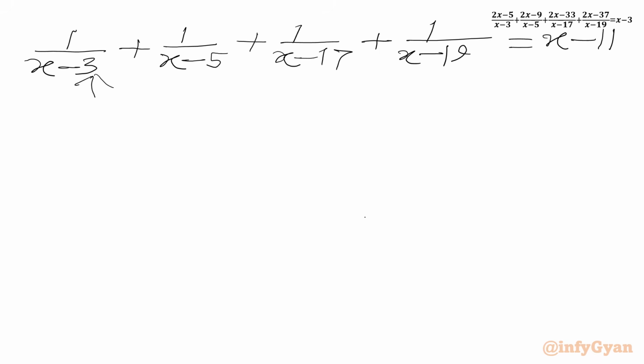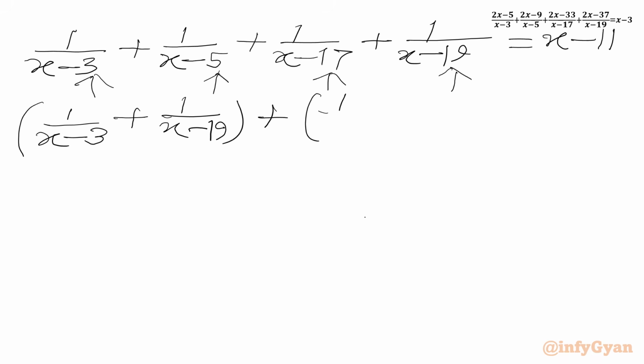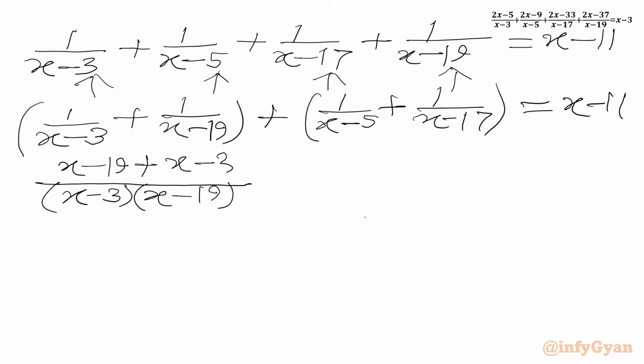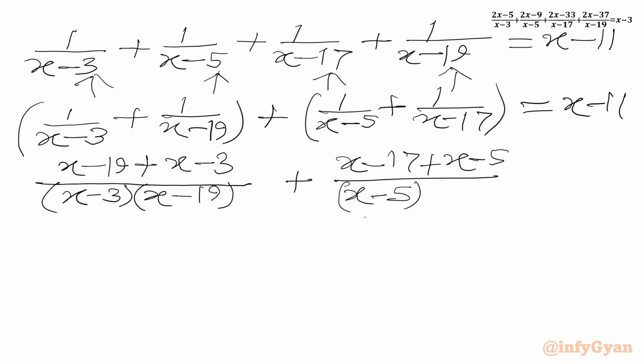Now 3 plus 19 is 22. 5 plus 17 is also 22. So we will keep 1 over x minus 3 and 1 over x minus 19 in one bracket, and 1 over x minus 5 with 1 over x minus 17. RHS is x minus 11. Now we have to take LCM. So we are going to write x minus 3 times x minus 19, the denominators' product. Now we'll write x minus 19 plus x minus 3 plus x minus 17 plus x minus 5 over x minus 5 times x minus 17, will be equal to x minus 11.